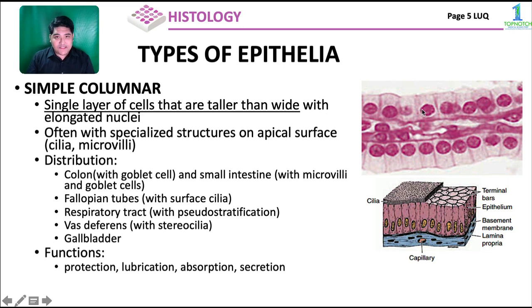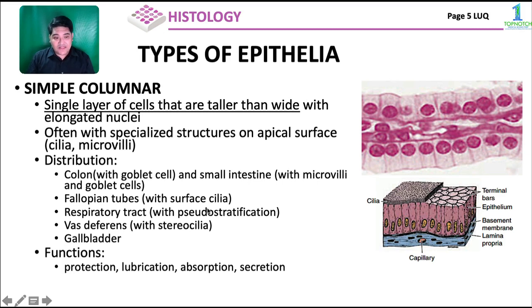Ang distribution ng mga simple columnar epithelium natin is in the colon, di ba, with goblet cell, and small intestine with microvilli and goblet cells. Yung goblet cells natin, ayan yung nagsisecrete ng mucus, ng mucin. Makikita rin siya saan? Sa fallopian tubes with surface cilia. Yung cilia, di ba sinabi natin kanina, highly motile, important in transporting the ovo or the egg cell into the ampulla for fertilization. And then we have your respiratory tract with pseudostratification.